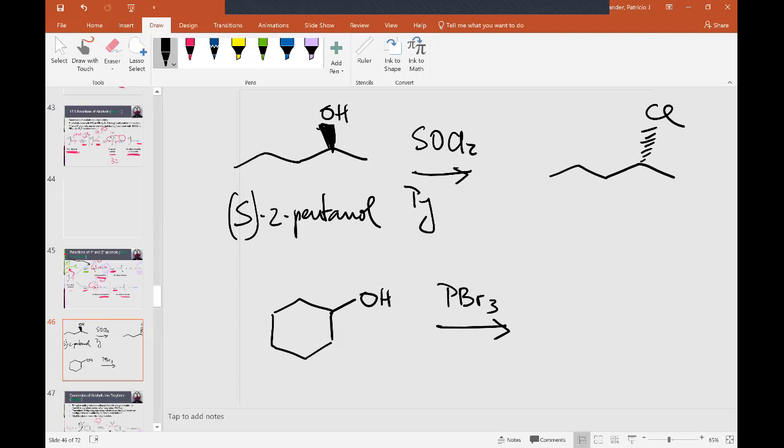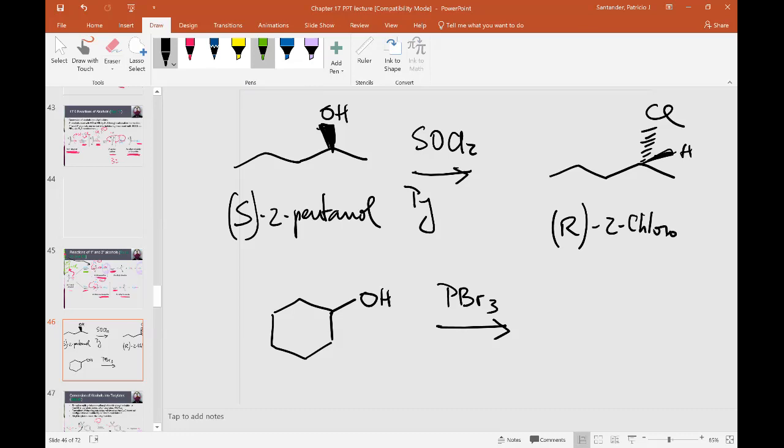And what is the stereochemistry of this? It will be Cl followed by the propyl followed by the methyl. It looks like S, but because the hydrogen atom is pointing to me here, it is the R configuration. So this is the R-2-chloropentane.